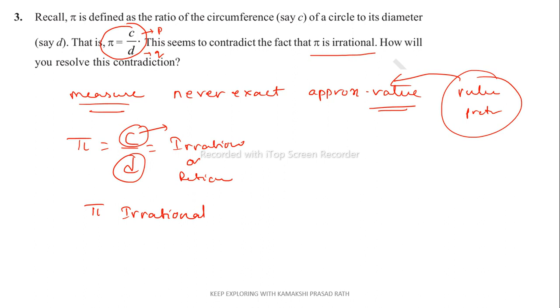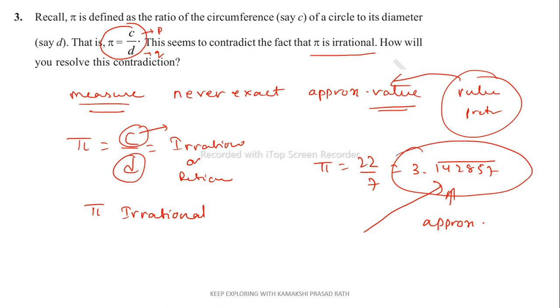The thing is, we use pi as 22 by 7. So 22 by 7 is nothing but 3.142857 bar. That means this value is an approximate value. So whatever the value of pi we are still finding, that is very much nearer to this one. That is the reason we have considered this as a value for pi for calculation purposes.